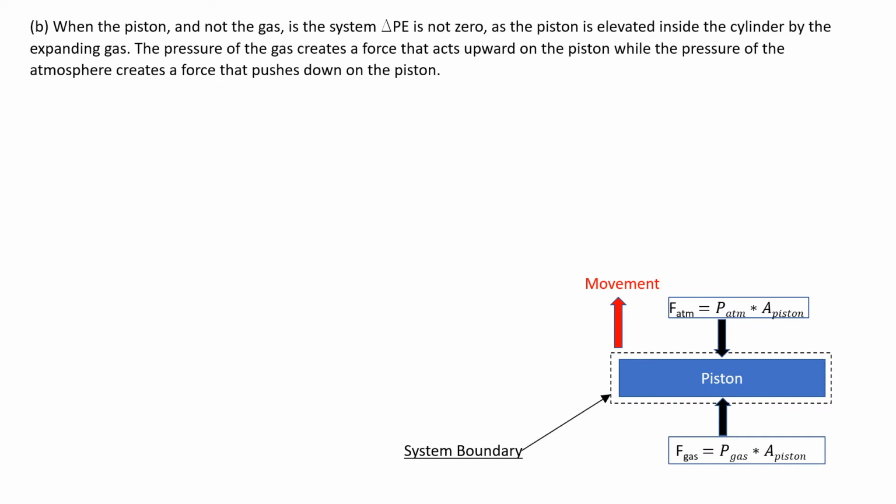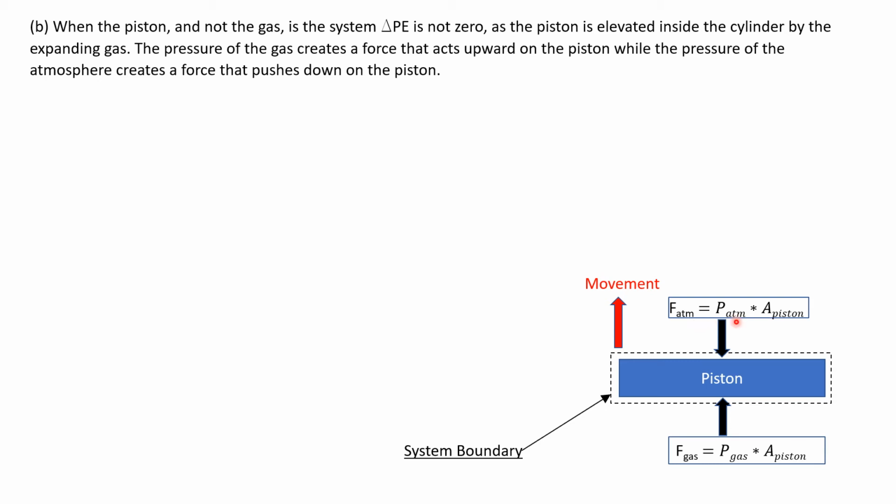Let's continue to the second part of the problem, when the piston, and not the gas, is the system. So I've illustrated that here. I've drawn my boundary line around the piston. So the piston and only the piston is defined as our system. And we know that as the gas expands, the piston is going to move upward.